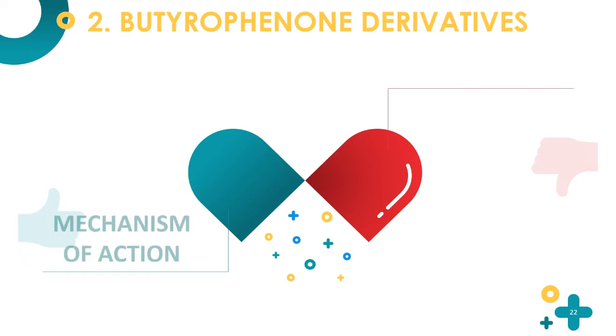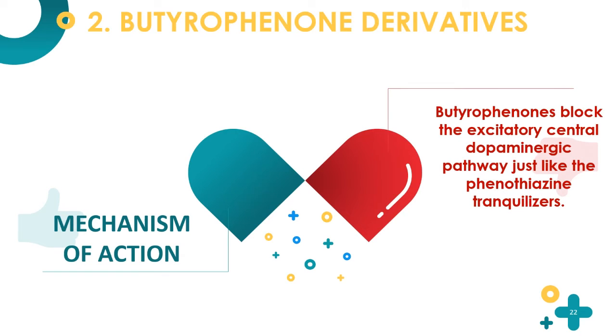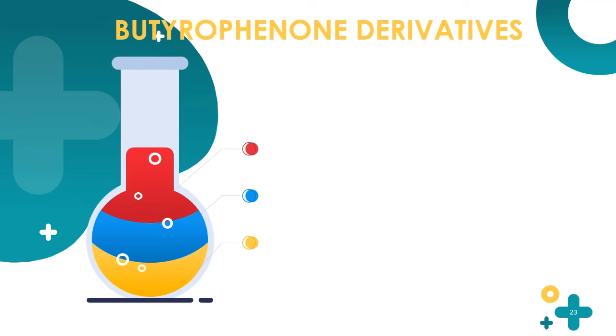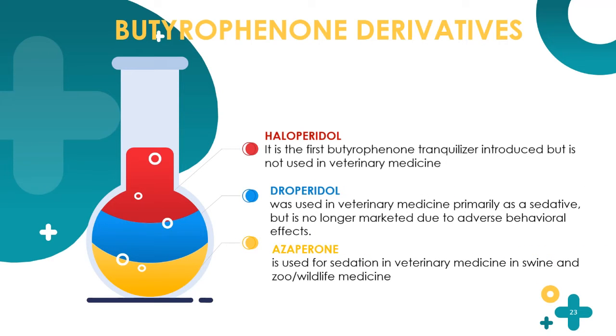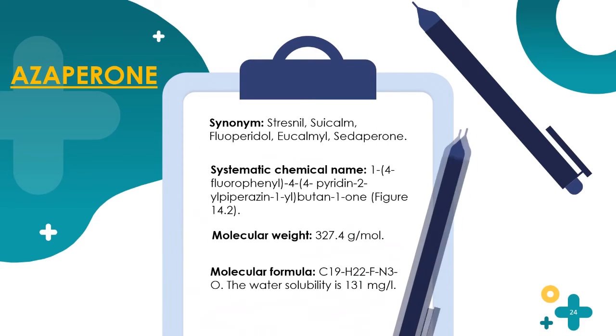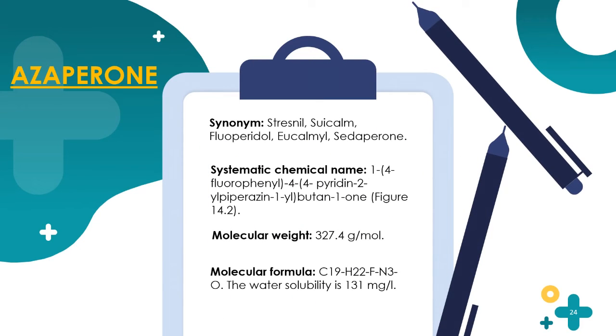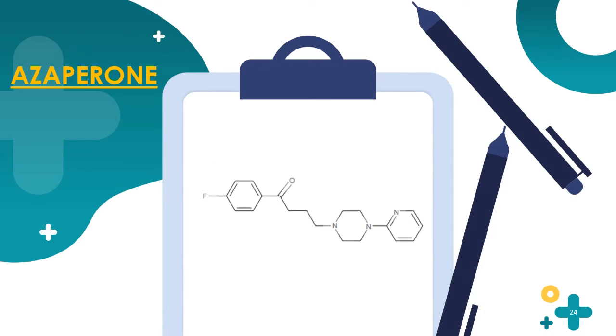Similar to the phenothiazine tranquilizers, butyrophenones block the excitatory central dopaminergic pathway as their mechanism of action. Examples of butyrophenone are haloperidol, droperidol, and azaperone. Among the three examples, azaperone is commonly used in the veterinary field. Presented are its synonyms, systematic chemical name, its molecular weight, and molecular formula.